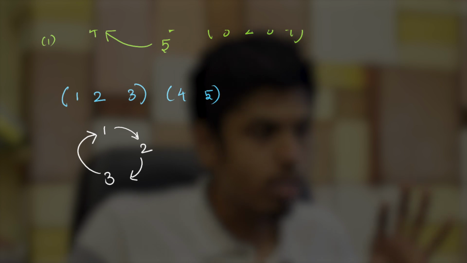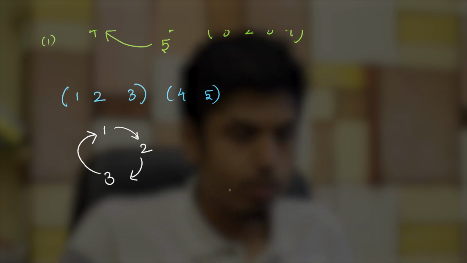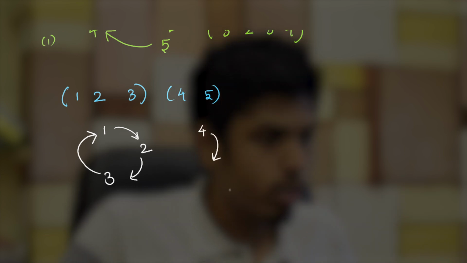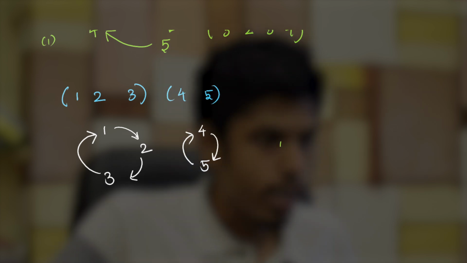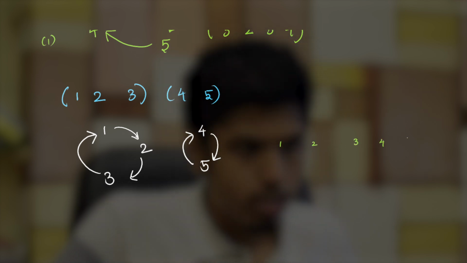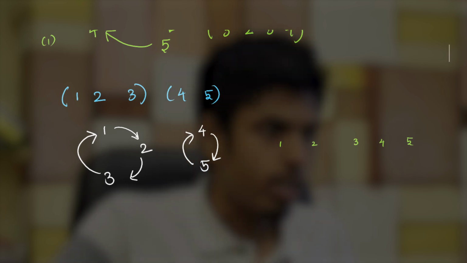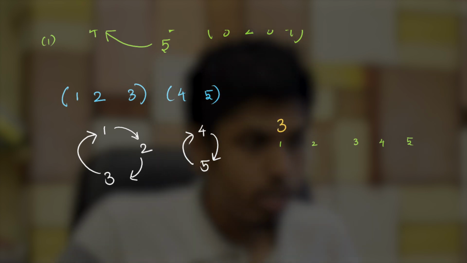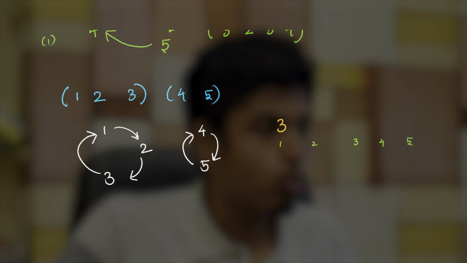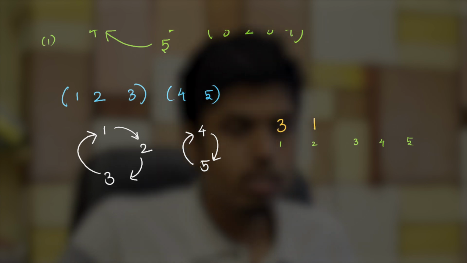So remember, this is how you need to decode a cycle representation. And 4 is in the place of 5. 5 is in the place of 4. So this means first write the positions for the numbers from 1 to 5, and ask which number is in place 1. The number 3 is in place 1 because 3 goes to 1, and 1 goes to 2. So 1 is in the place of 2.